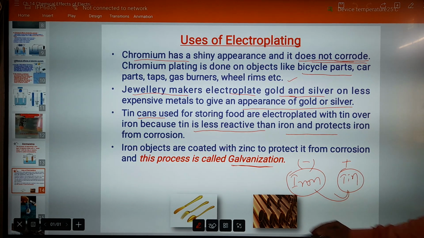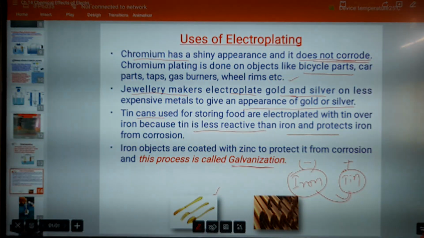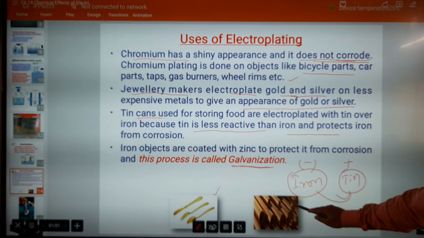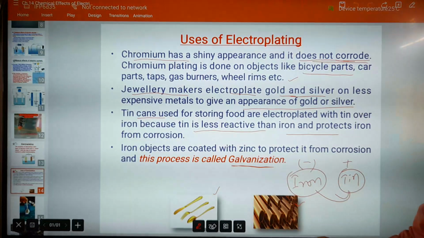You see the picture here. It is a gold plated spoon, and this one is the pipes. See their appearance.